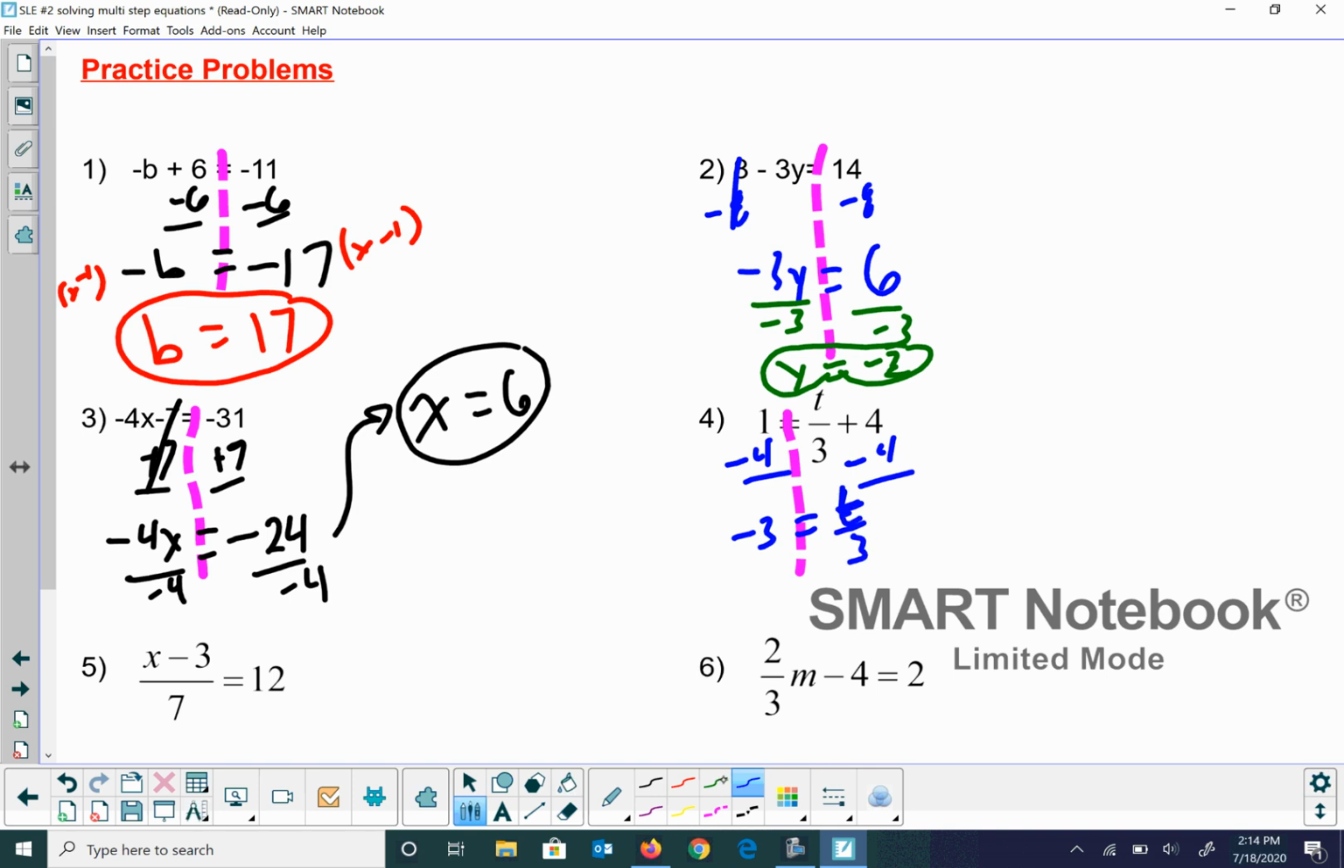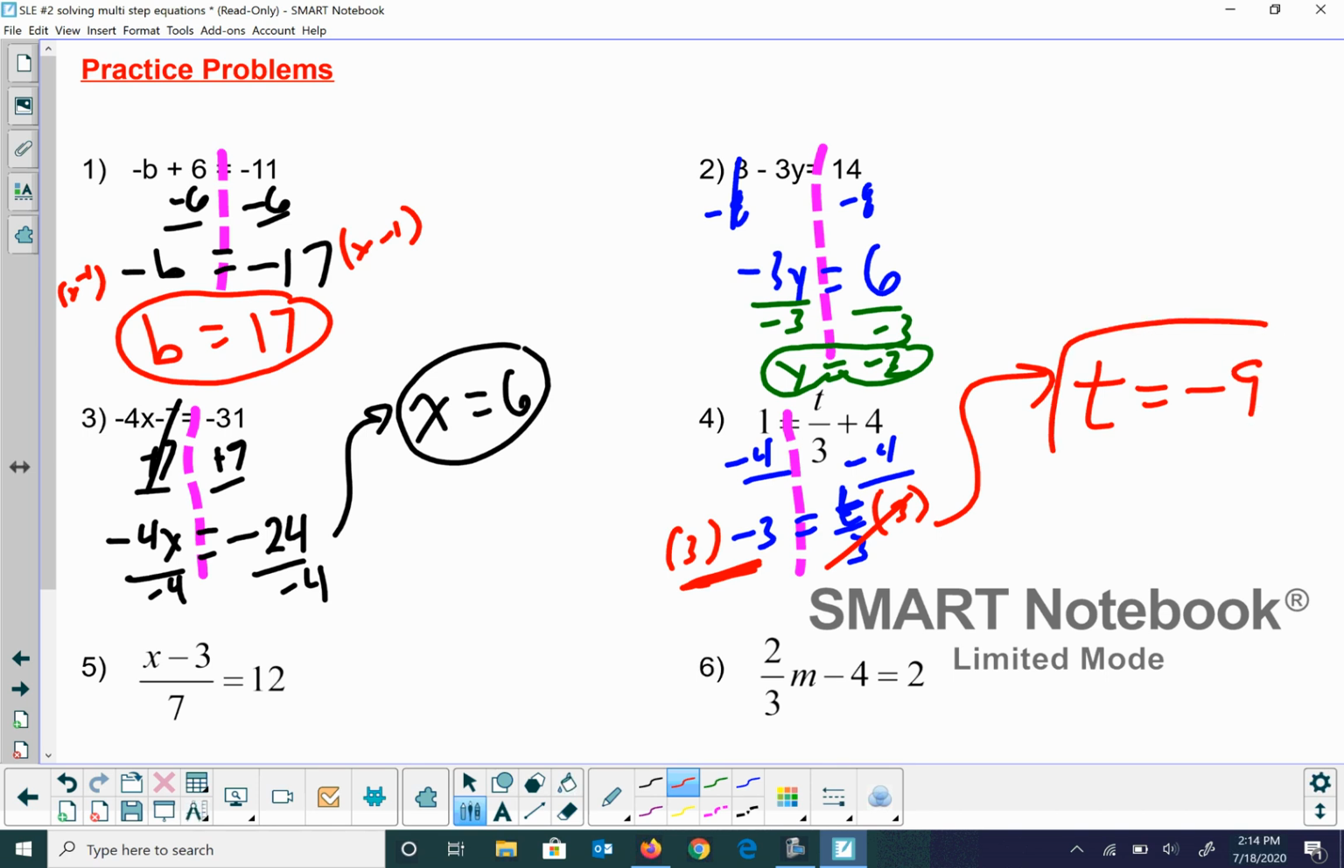How are t and 3 being held together? Yeah, by division. So I'm going to multiply both sides by the 3. Those cancel. I ran out of room, so I'm going to flip it over. So t equals, what does this give me if I multiply those together? Yeah, negative 9. So t equals negative 9. And again, if you had negative 9 equals t, your answer is correct.